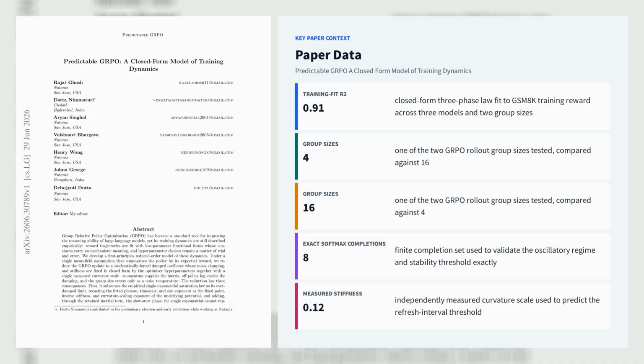The model also predicts a refresh interval stability threshold, K times eta times kappa_ref greater than 1, and a monotone to oscillatory transition. These are confirmed in an exact softmax bandit reduction with p equals E over pi theta of R closed exactly, using a single prompt with 8 completions and a measured stiffness of 0.12.